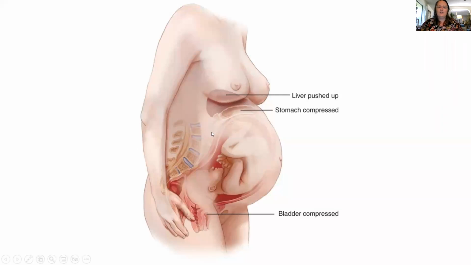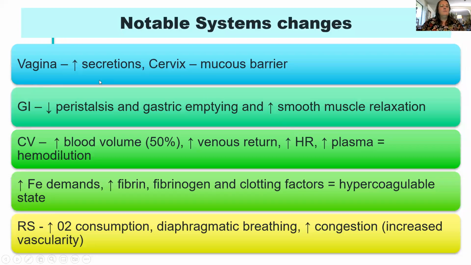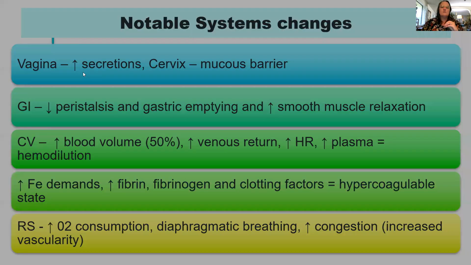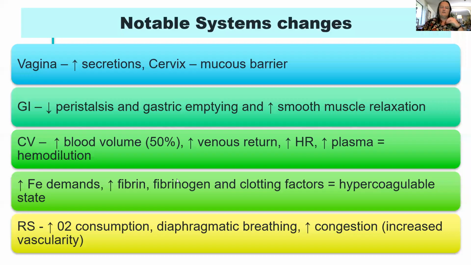You see all the organs have been pushed up out of the way to allow room for this fetus. Now when we talk about some of those common discomforts we see in pregnancy, you can understand where they're coming from. So, notable system changes: we have increased secretions in the vagina. The cervix, which is the bottom part of the uterus, is going to be right down here.